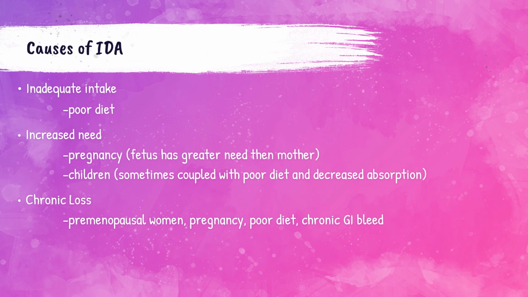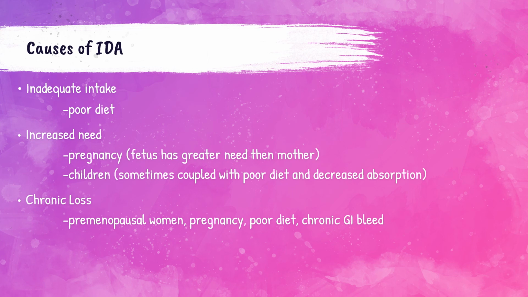IDA can also be caused by an increased need for iron. An example of this would be in pregnancy. The fetus has an increased need of iron as it's developing. And where does the fetus get that iron? From the mother, right? So this is common in pregnancy. Also in children that have a poor diet, they can develop IDA as well.